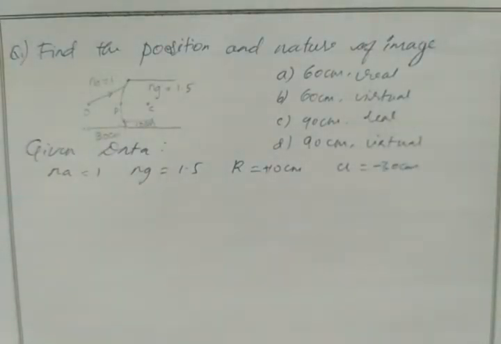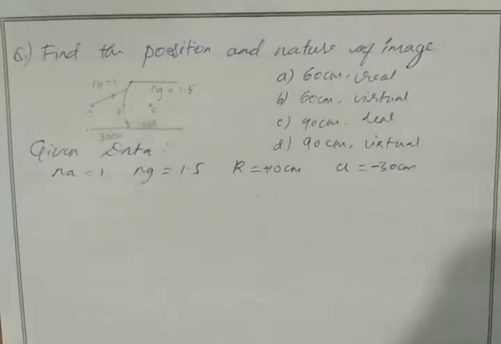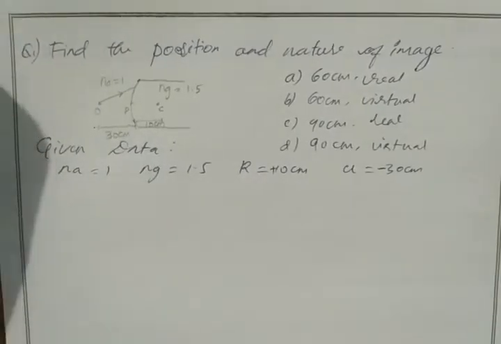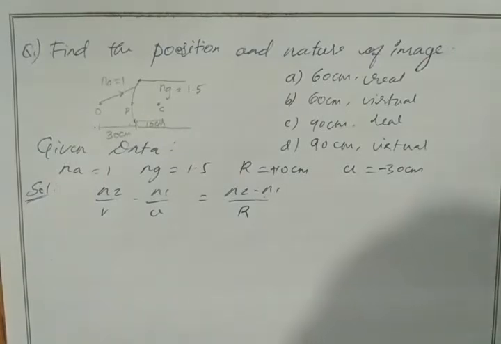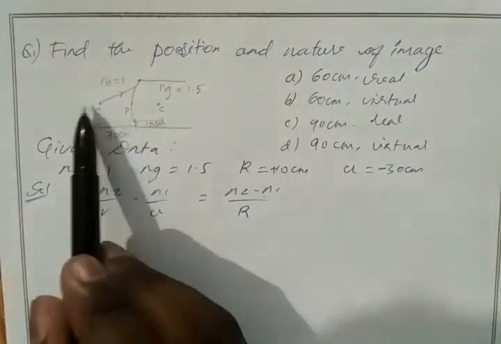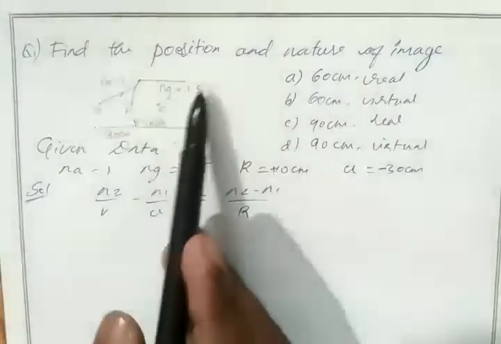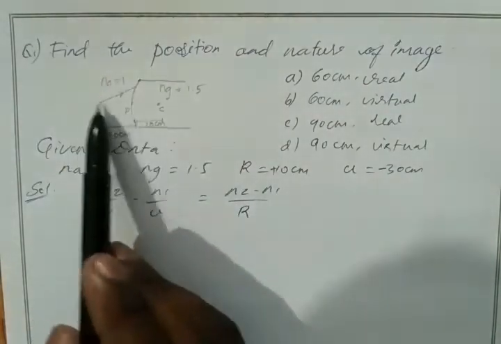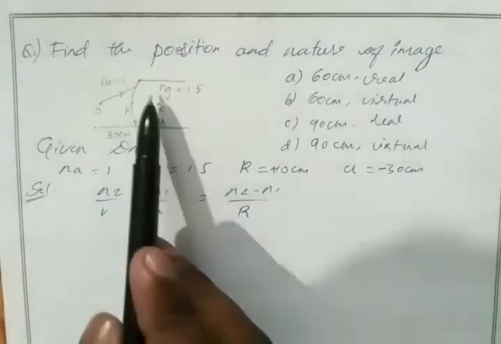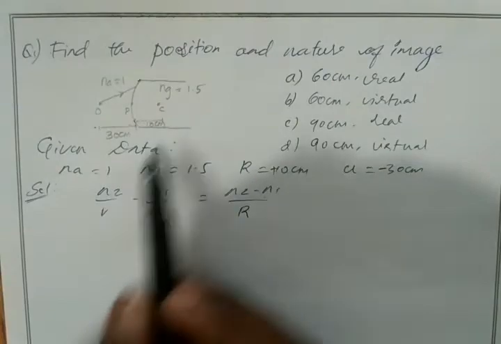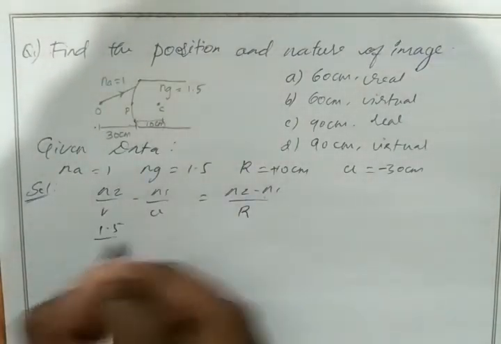Okay, now write the formula. What is the formula for refraction? n2 by v minus n1 by u equal to n2 minus n1 by r. So substitute the values: which one is taken as n1, which one as n2? The surface from which light comes is taken as n1, and the surface to which light goes is taken as n2. So light comes from air, refractive index taken as n1, and light goes to glass, refractive index taken as n2. So n2 is our ng, 1.5 divided by v.